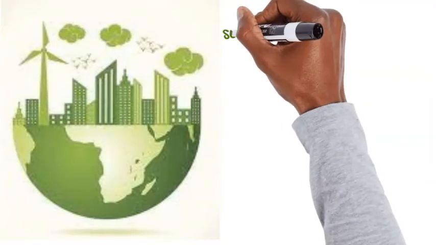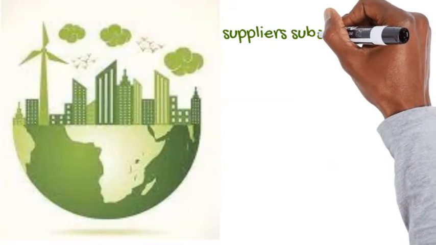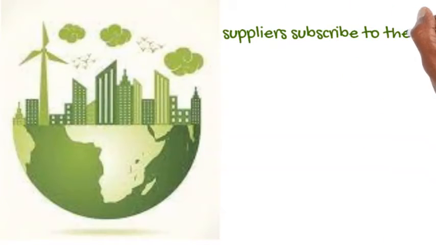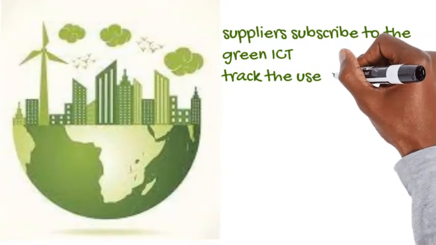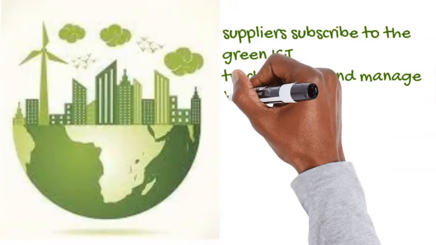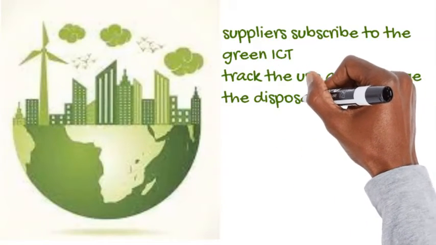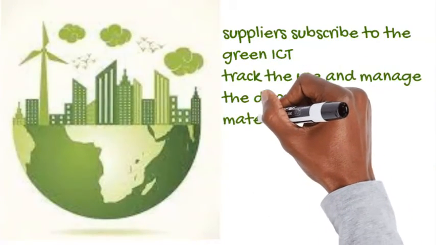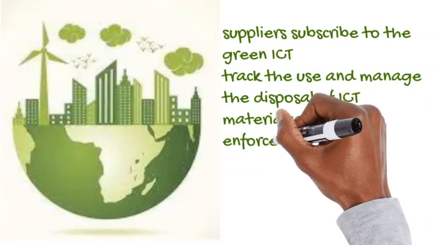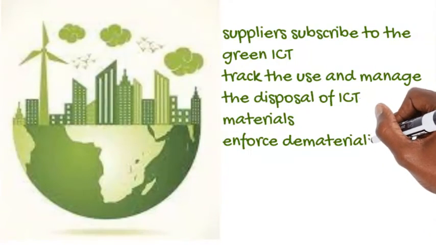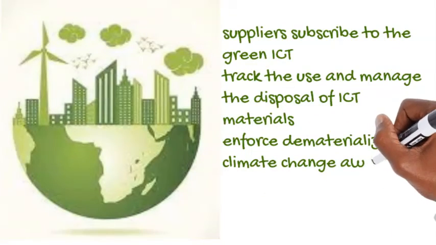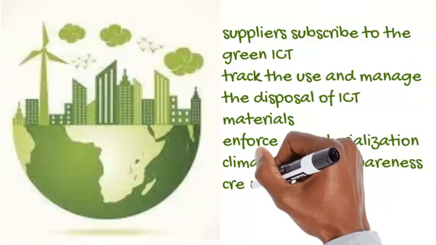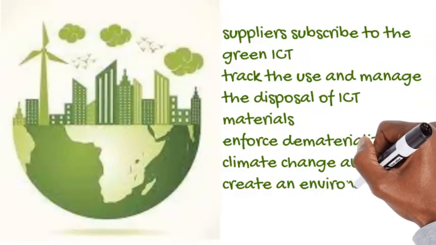Environmental sustainability will be realized through suppliers who subscribe to Green ICT, and we will also track the use and management of disposal of this used ICT equipment. We will enforce dematerialization by using digital instruction manuals, and also promoting electronic use more than physical paper. We will also have climate change awareness discussions and create environmental clubs which partner with the community to create awareness.